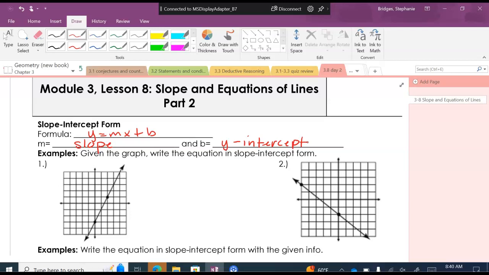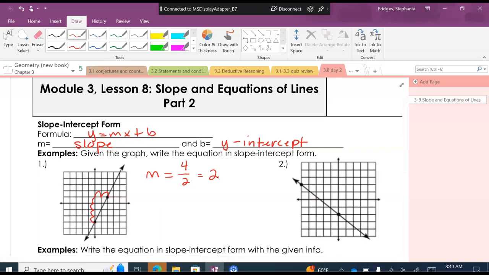Rise over run. How many you go up and how many you go over, and we want to make sure we reduce it as much as possible. And make sure you're deciding whether that slope is positive or negative before you even start counting. Am I going upstairs or am I going downstairs? Upstairs. So it's going to be a positive slope. Let's start. We're going to go up 1, 2, 3, 4. And then we're going to go over 1, 2. And so what does 4 over 2 reduce to? 2. So my slope in its most reduced form is 2.